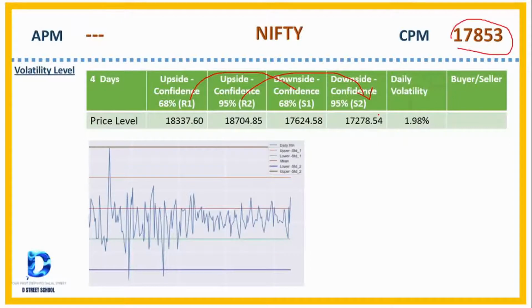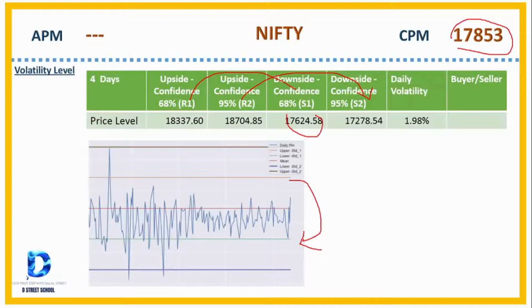Let me quickly explain how we can interpret these numbers. As I said, R1 and S1 are standard deviation 1, which means I can tell you with 68% confidence that Nifty will be trading within this range, like 17,624 to 18,337. That means there is a 68% chance Nifty is likely to trade within that range. The remaining 32% is the chance that Nifty might trade outside the range, either upside or downside.